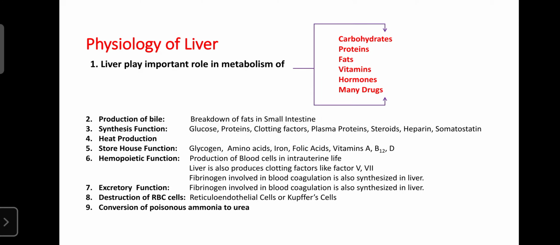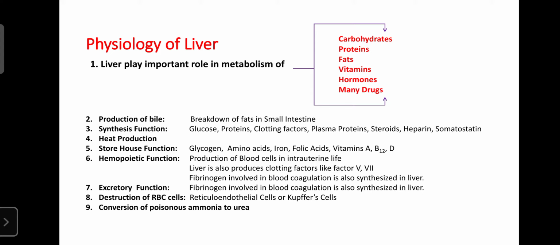Regarding the physiology of the liver, the liver plays an important role in the metabolism of carbohydrates. Glucose can be metabolized, and the excess glucose is stored in the form of glycogen in the liver only. The liver plays an important role in the formation of glycogen. During starvation, when there is a deficiency of glucose in the blood, the liver enhances glycogenolysis. Due to glycogenolysis, glycogen breaks down into glucose. That's why the liver plays an important role in carbohydrate metabolism.